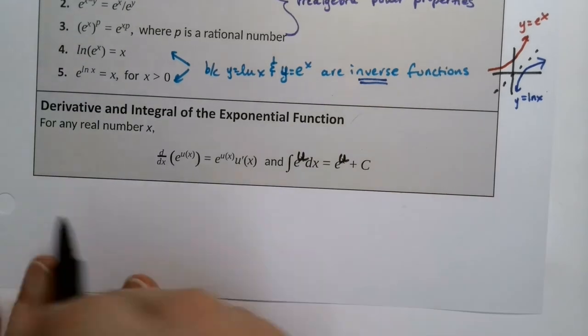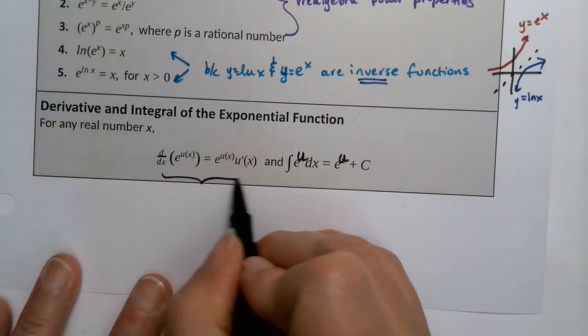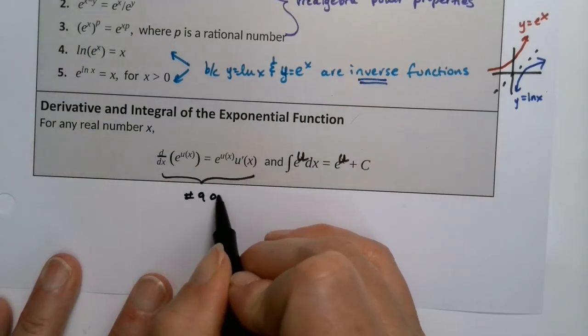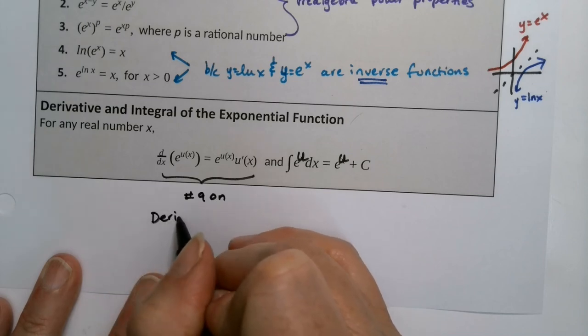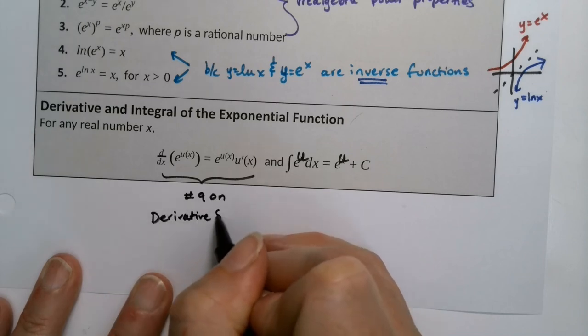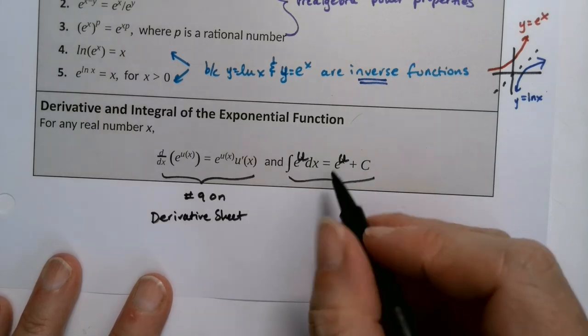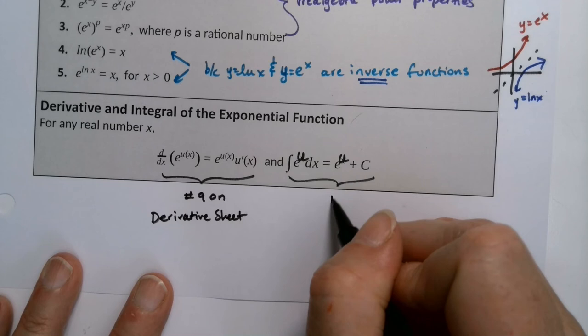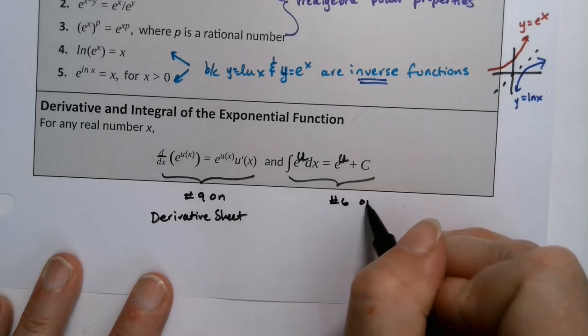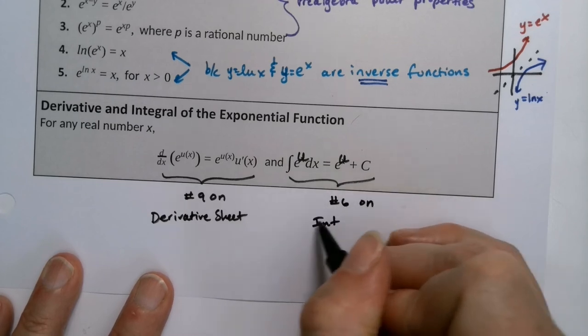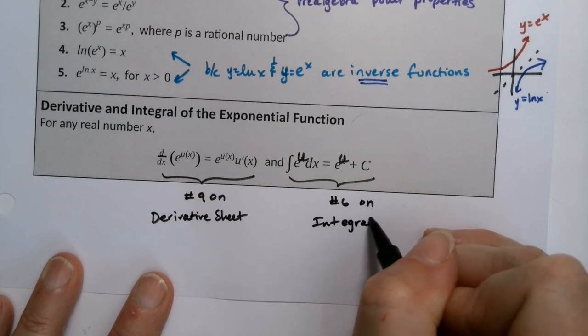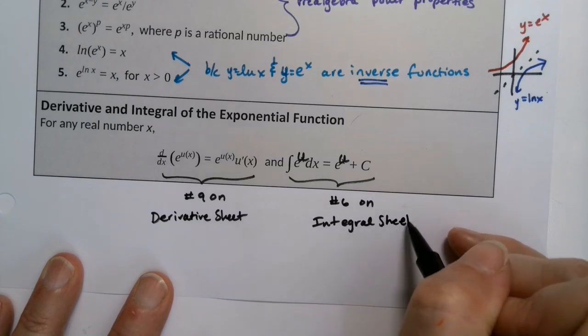So this was number 9 on the derivative sheet. And this was number 6, as a matter of fact, but on the integral sheet. The quick integral sheet. There's a larger integral sheet, which we haven't gotten to yet, but on the quick sheet, there you have it.